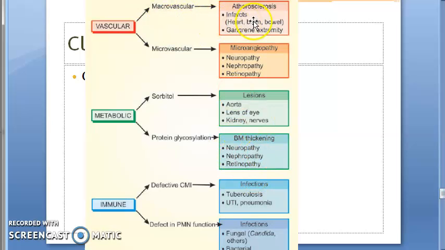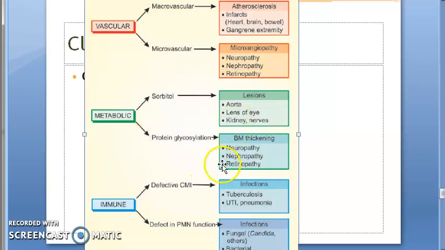When macrovasculars are affected, they can have infarcts, etc. Then in metabolic, you will have sorbitol formation. This will affect the aorta and lens of the eye. That is why there is retinopathy. Lens of the eye, cataract: sorbitol will lead to cataract, and affects kidney and nerves, again nephropathy and neuropathy. Protein glycosylation will lead to all these things again.